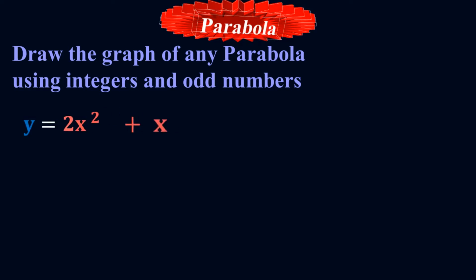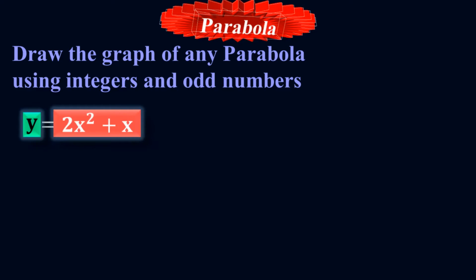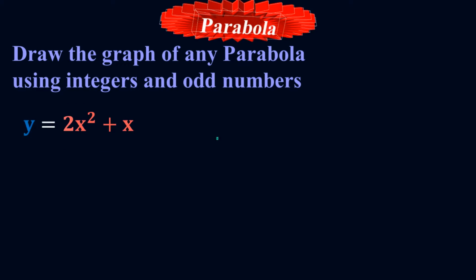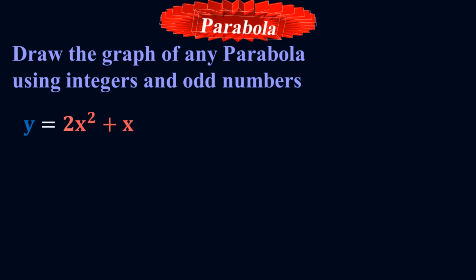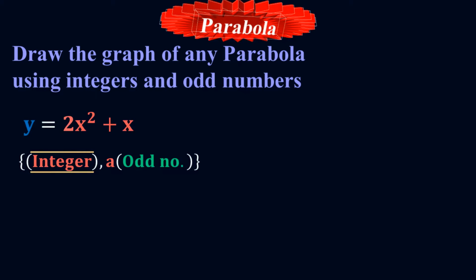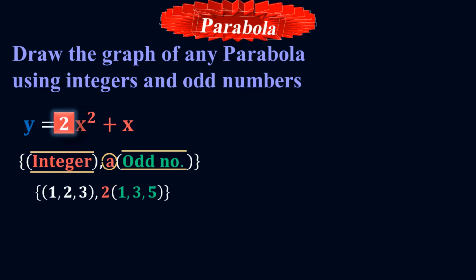One more example, which is 2x squared plus x. This is my new function, which is 2x squared plus x. Let me draw its graph using the integers and odd numbers technique, which is integers, comma, a times odd numbers. These are integers, these are odd numbers. Here my a is 2. So I can write 1, 2, 3, and 2 times 1, 3, 5.